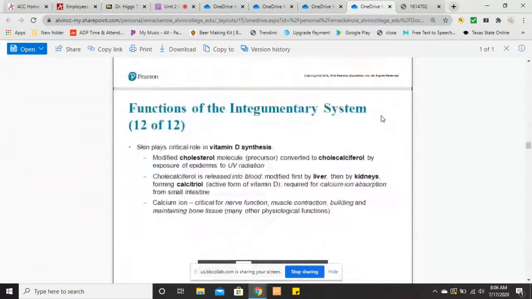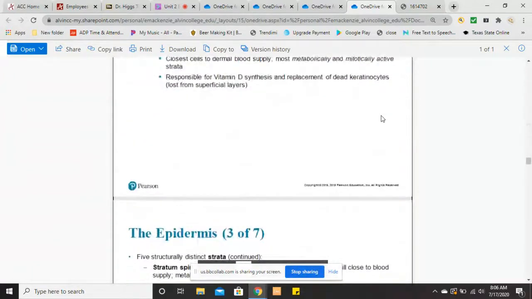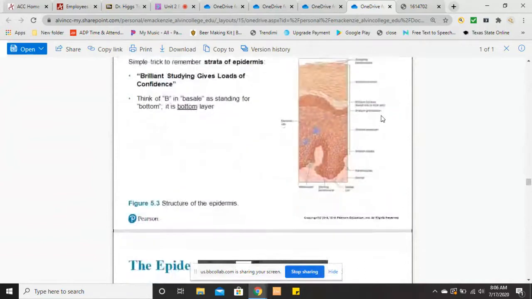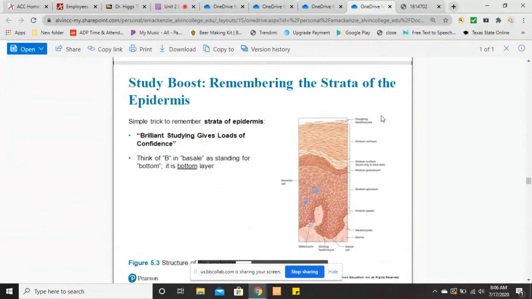And your textbook even gives you a little mnemonic to help you remember the layers in order from bottom to top. It's up to you. I use a different one actually when I was a student, but here it is. Here's their mnemonic: Brilliant studying gives loads of confidence. Oh, you could tell a teacher made that. When I was a student, we used big, strong guys love candy.